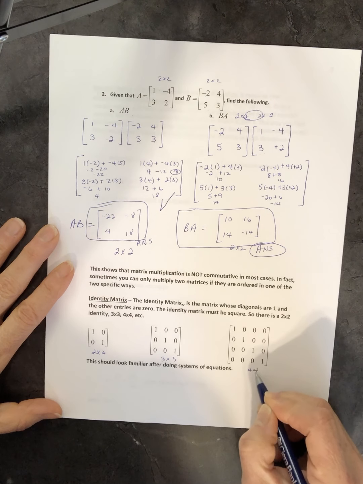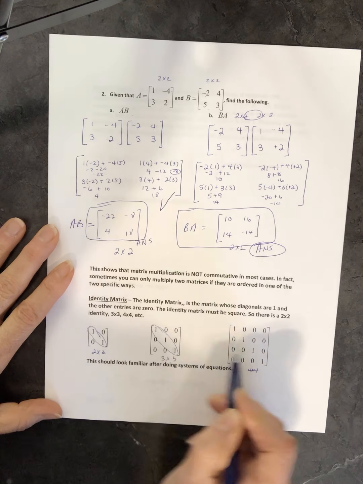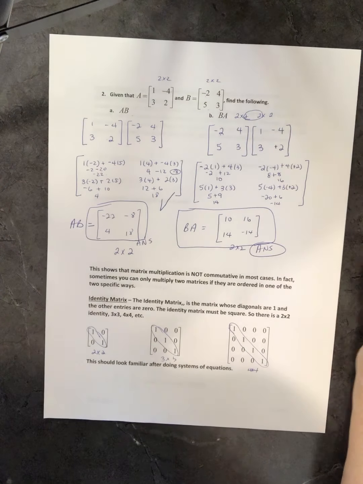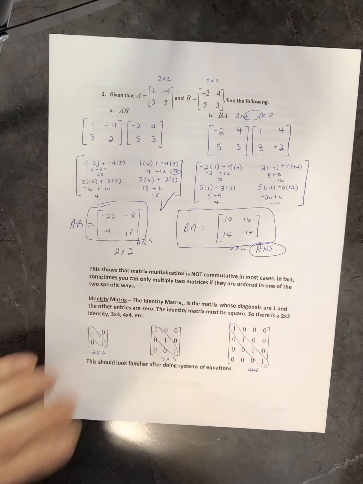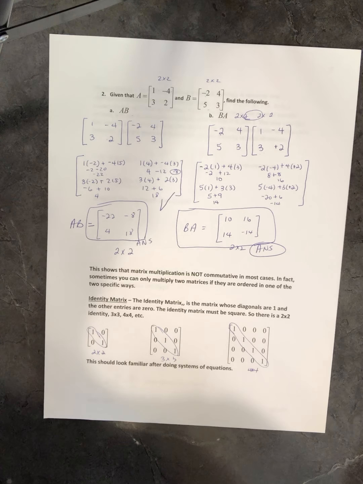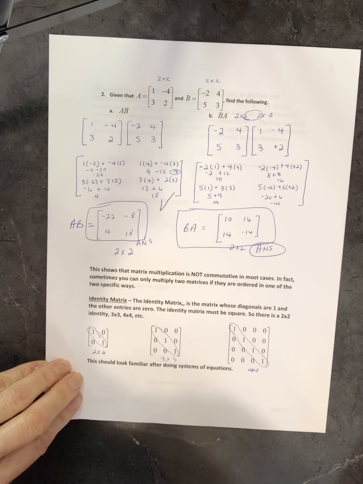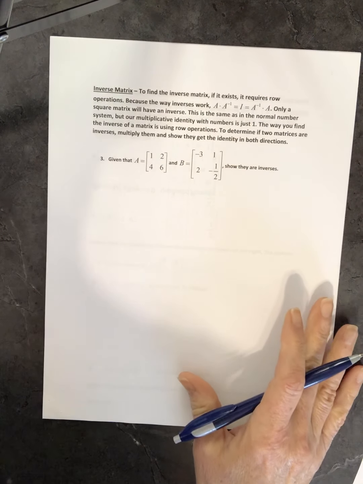What you'll notice is they all have the ones in the diagonal, starting from the upper left down to the lower right. All other elements are zeros. And once you get finished creating or finding an identity, that's what it's going to look like. Okay?